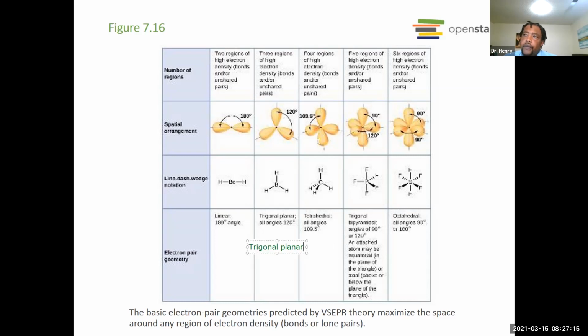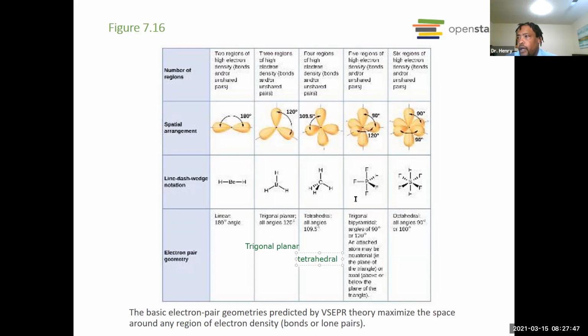Okay. In the case of 4 attachments, carbon with 4 hydrogens attached to it, that guy is going to be tetrahedral. And all of the angles are going to be 109.